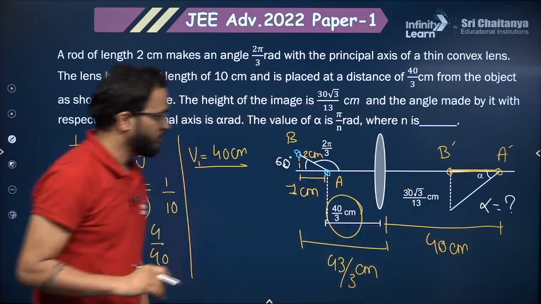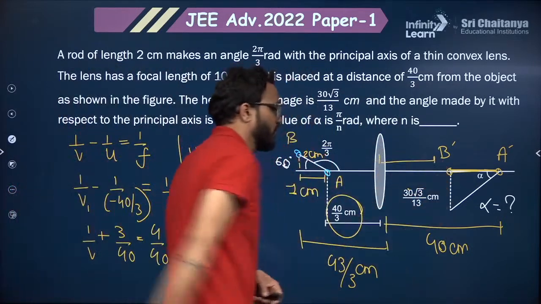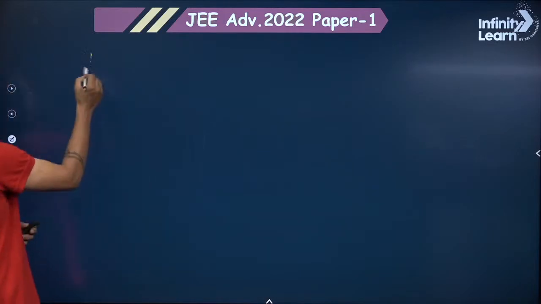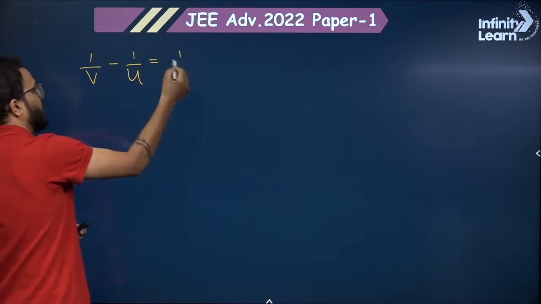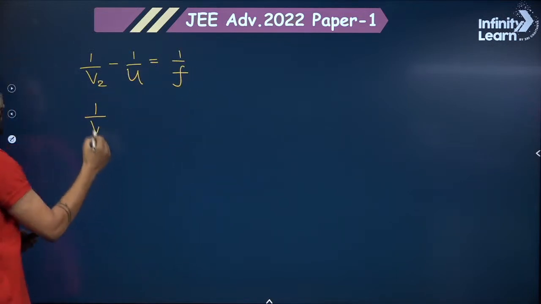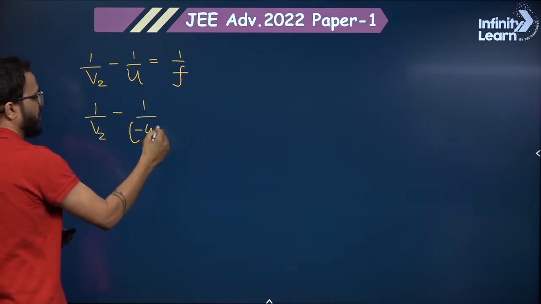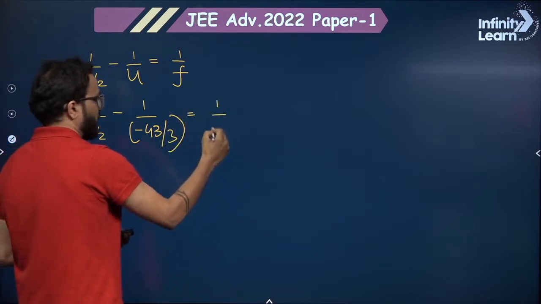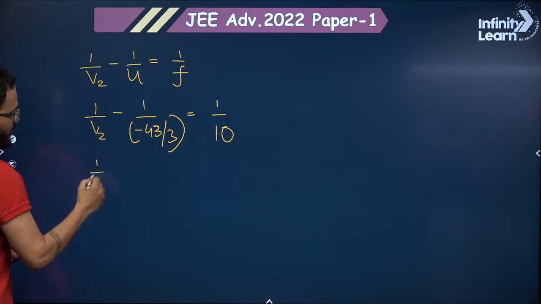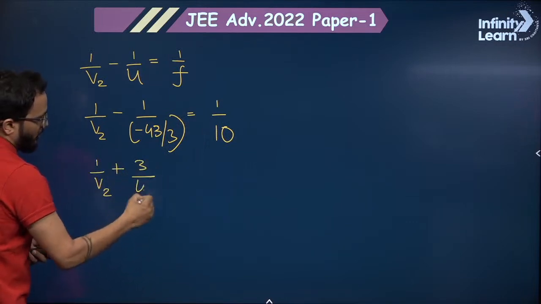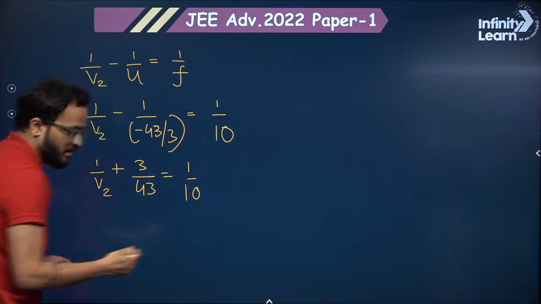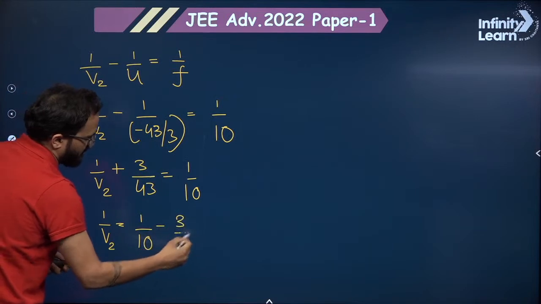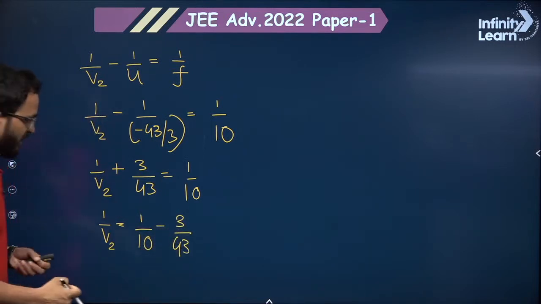Now we simply have to find out this distance also. So let's put the value now. U as 43/3 centimeter, right? So 1 by V minus 1 by U is 1 by F. So 1 by, let's say V2, minus 1 by minus 43/3. Why minus? Because it is opposite to the incident rays, that you guys know. So it will be 1 by V2 plus 3 by 43 is equals to 1 by 10.